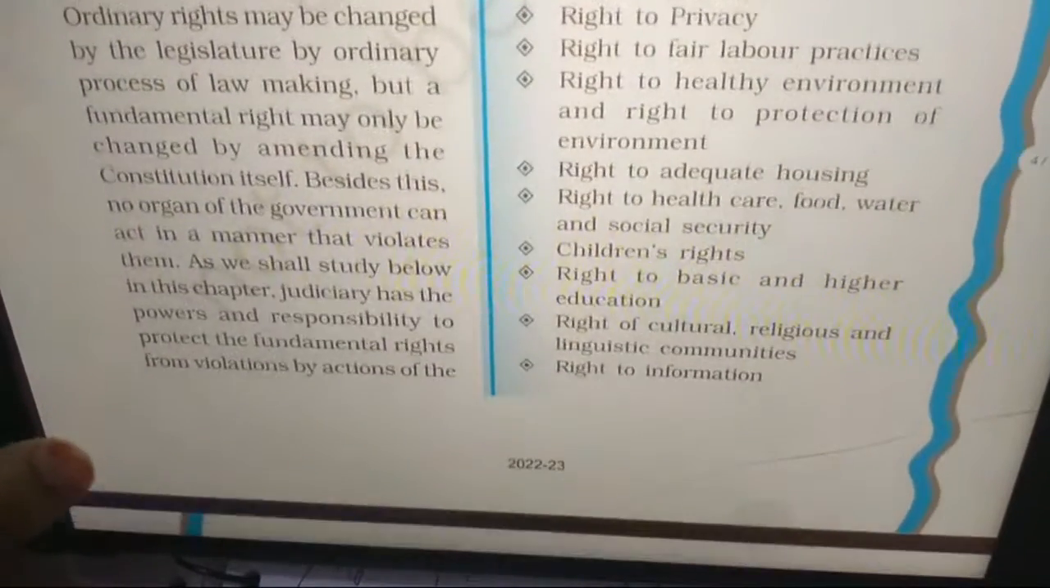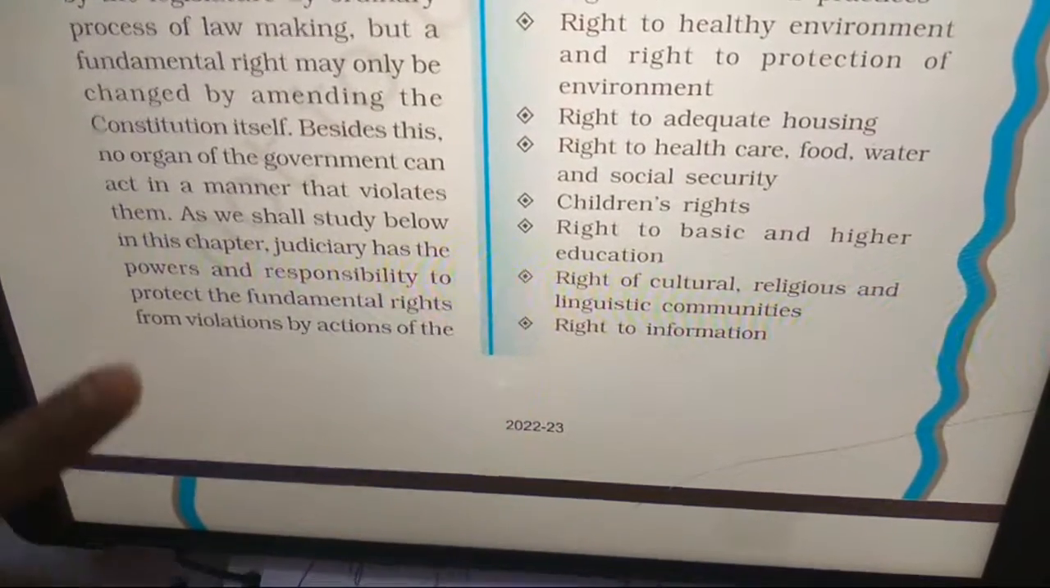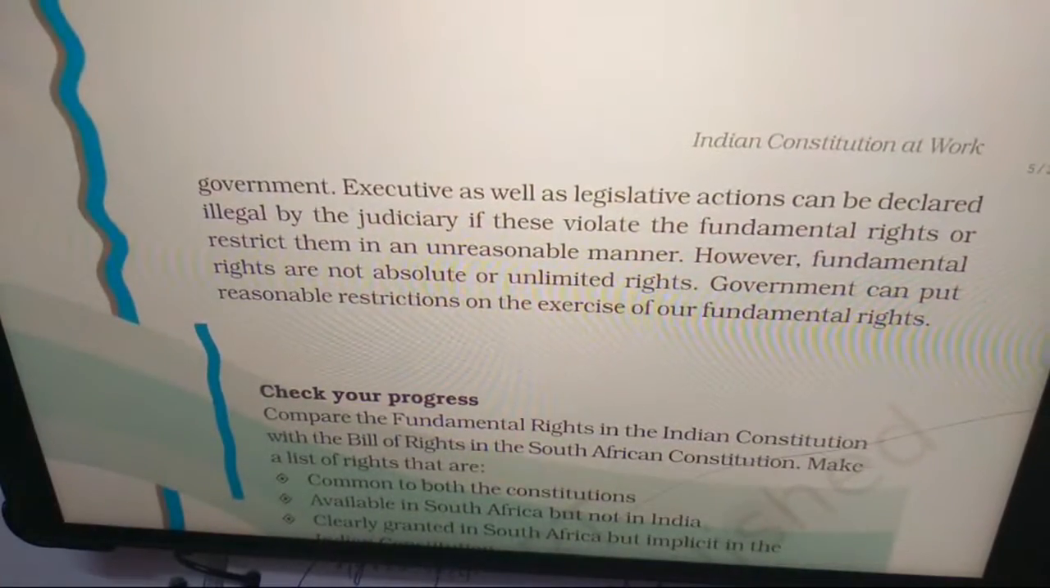As we shall study below in this chapter, the judiciary has the powers and responsibility to protect the fundamental rights from violations by actions of the government. Executive as well as legislative actions can be declared illegal by the judiciary if these violate the fundamental rights or restrict them in an unreasonable manner. However, fundamental rights are not absolute or unlimited rights. Government can put reasonable restrictions on the exercise of our fundamental rights.